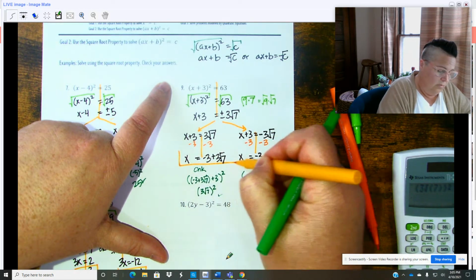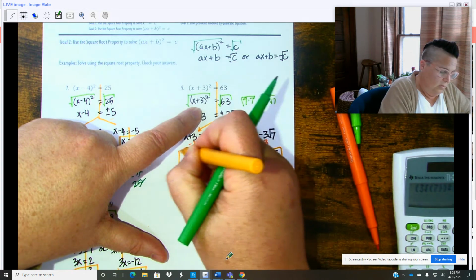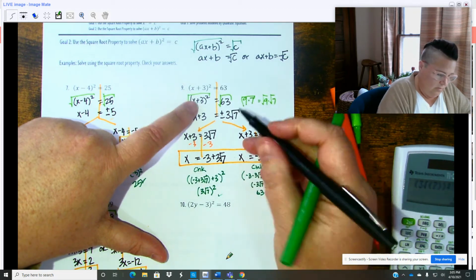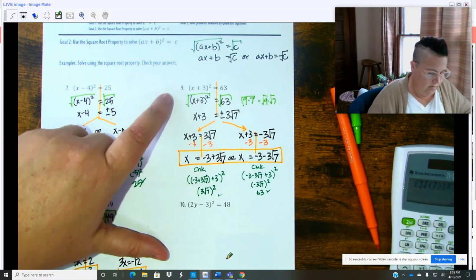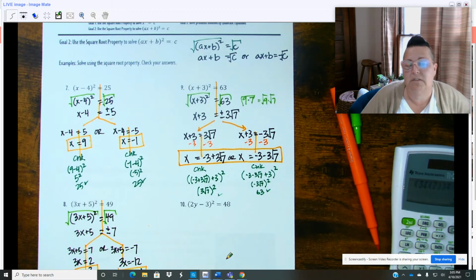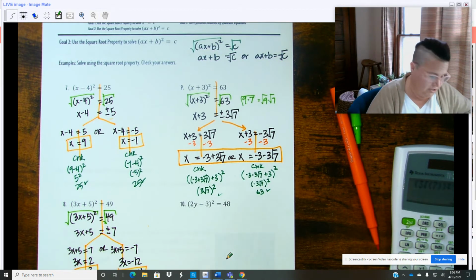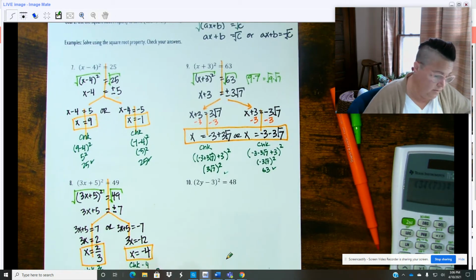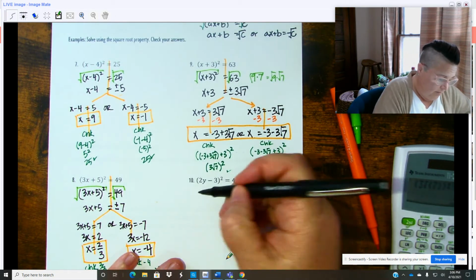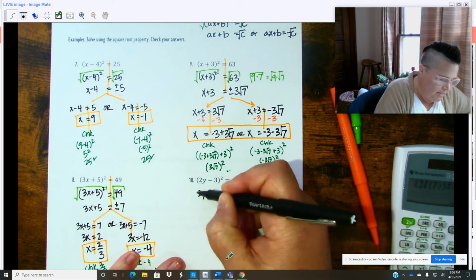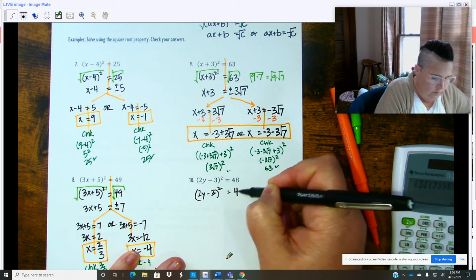So I have my 2 solutions. Okay. I have a negative 3 plus 3 square roots of 7 or a negative 3 minus 3 square roots of 7. That kind of makes sense because one is plus and one is minus. Oh, I'll show you with this next one. Okay. So, same problem. It's not the same problem. It's the same type of problem. 2y minus 3 squared is equal to 48.